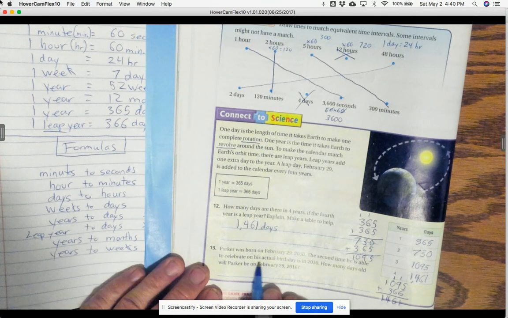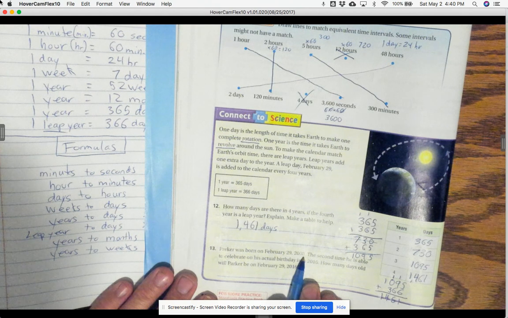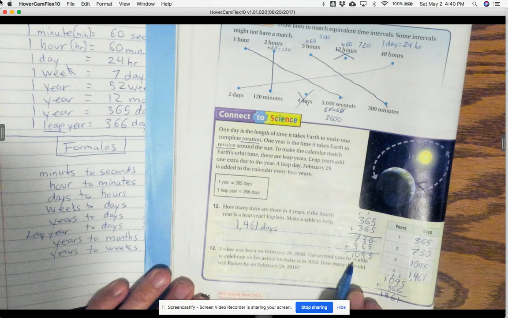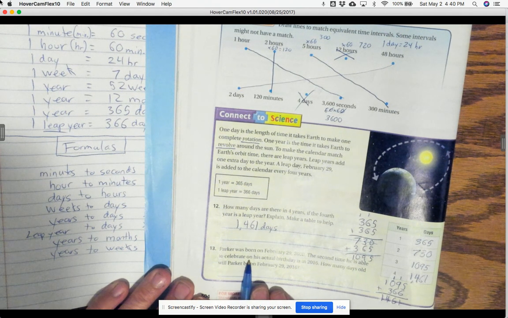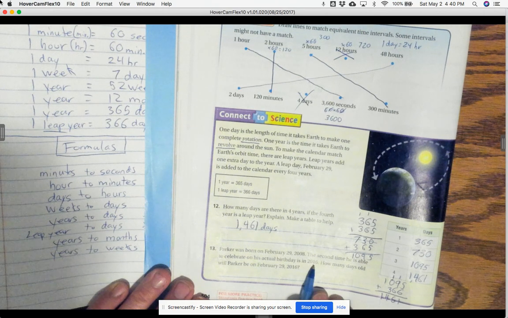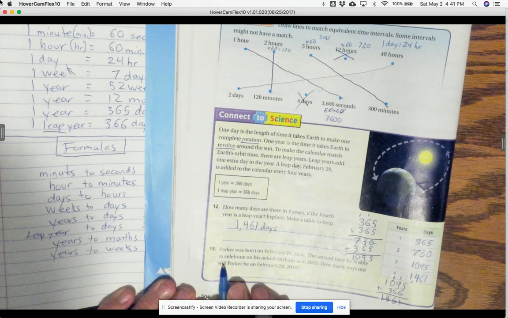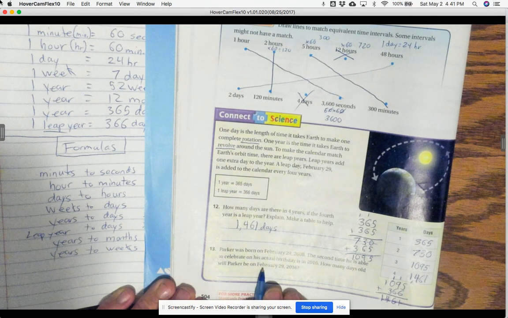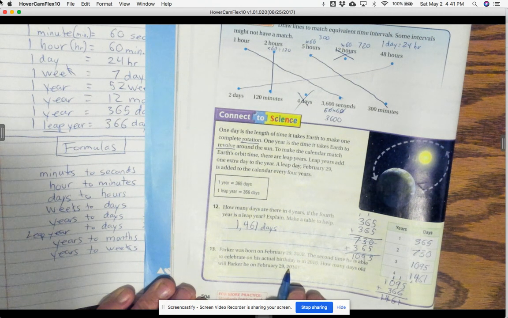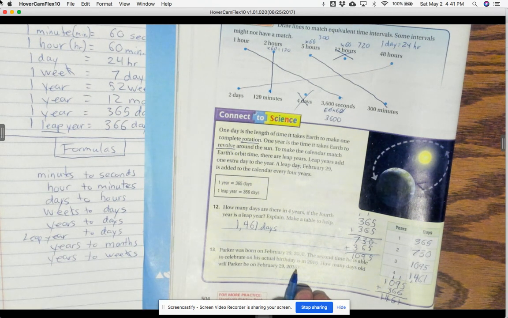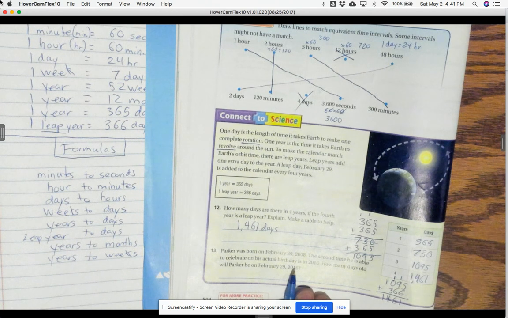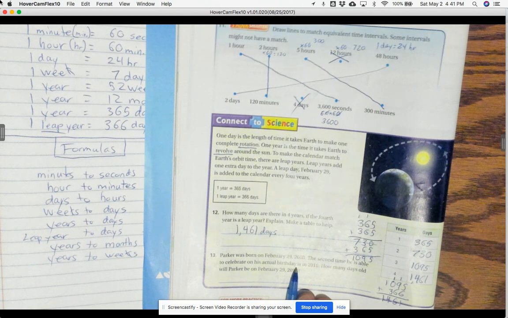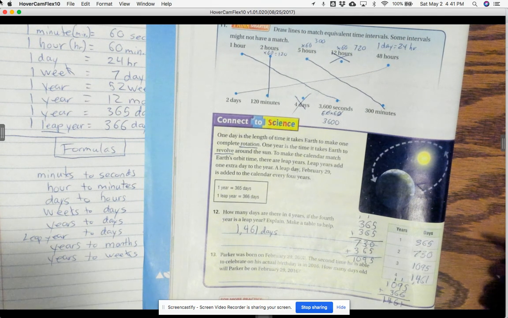Last, Parker was born on February 29th, 2008. The second time he's able to celebrate on his actual birthday is in 2016. How many days old will Parker be on February 29th, 2016? Well, there's an easy way to do this, and there's a not so easy way to do this.